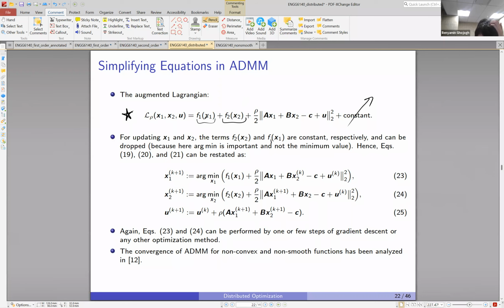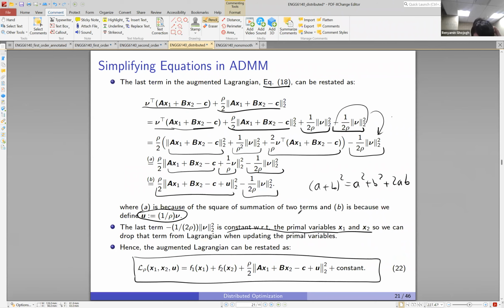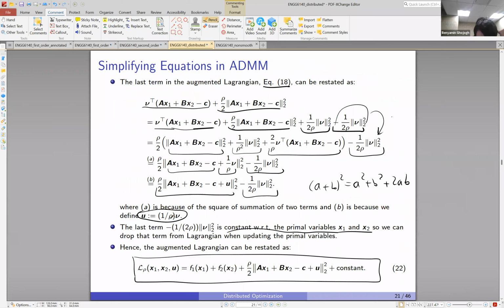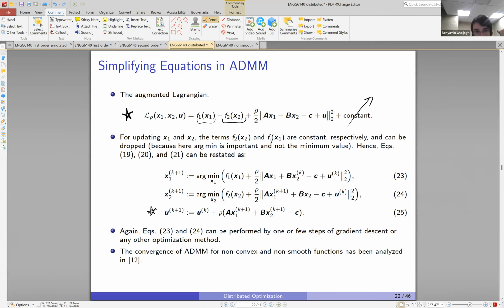For x2, this is dropped. This is constant. This is also constant. They are dropped. So only these two terms are left. And we also had it before. By the way, recall that here we had nu, but I made a change of variable from nu to u. That's why I'm updating u here.